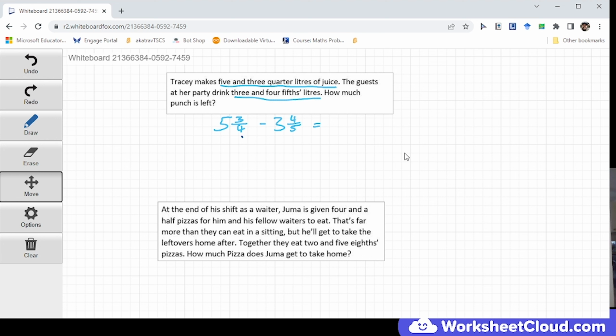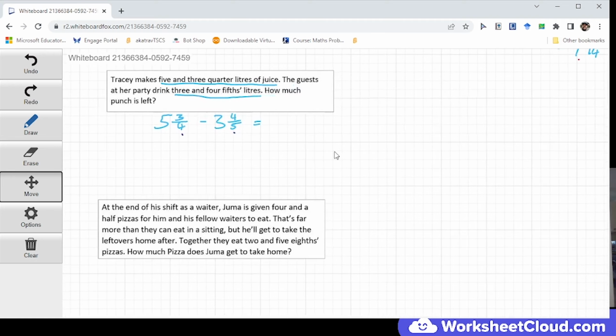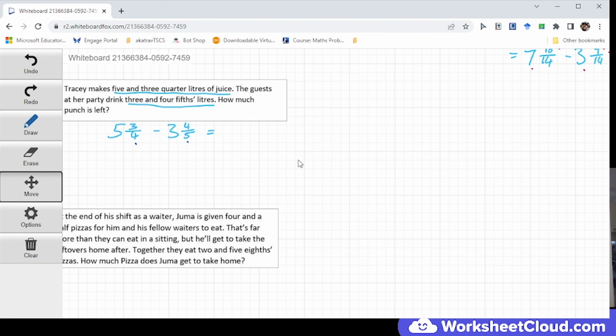Well, I have different denominators, so step 1 is going to be to make my denominators the same. I can see that 4 and 5 both go into 20. Remember our trick with the times tables, if you need to find it and you don't see it immediately. If I times that by 5, I'll get to 20. I must do the same to the top, so that becomes 5 and 15 over 20. The next one, times by 4, becomes 3 and 16 over 20.